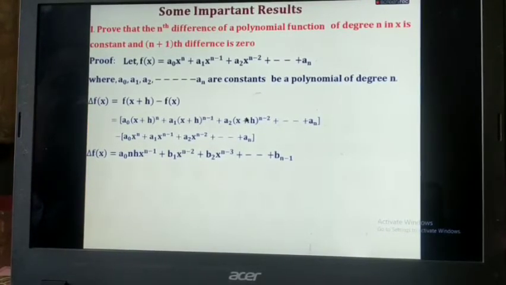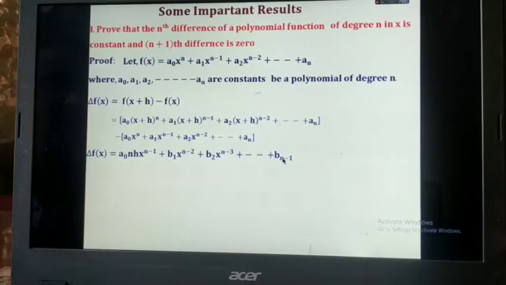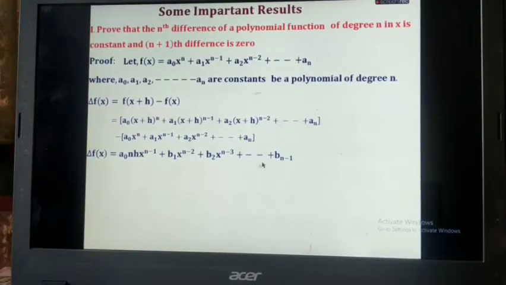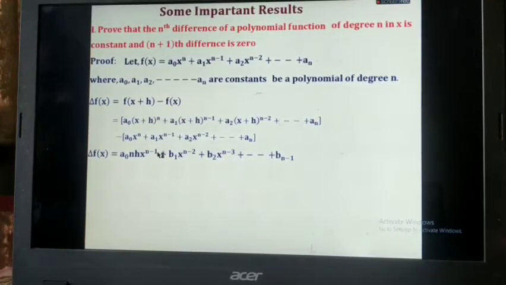There are so many remaining terms here. The first term is a0 n h x raised to n minus 1. The remaining powers n minus 2, n minus 3, and so on will come. So we can write delta f of x equals a0 n h into x raised to n minus 1 plus b1 x raised to n minus 2 plus b2 into x raised to n minus 3, and so on, plus b n minus 1. So what you observe is that in the first difference the x to the power n has been eliminated. Immediately the polynomial of degree n reduces to a polynomial of degree n minus 1.